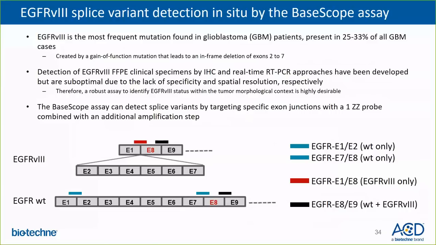We use the BaseScope assay to identify EGFRv3 status. We first have one ZZ pair probes that were designed to span the exon junctions in order to detect either wild-type, mutant, or both transcripts. The wild-type EGFR probes span the junctions of either exons 1 and 2 or exons 7 and 8, while the EGFRv3 specific probe spans the junction of exons 1 and 8. A common probe that spans the junction of exons 8 and 9 was also used to detect total EGFR, or both wild-type and EGFRv3 transcripts.